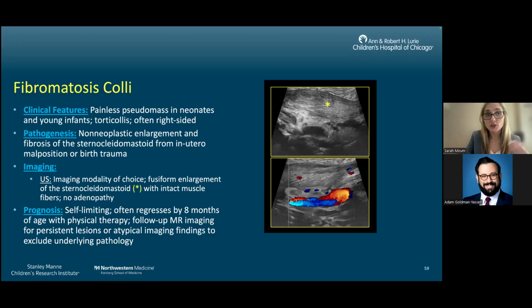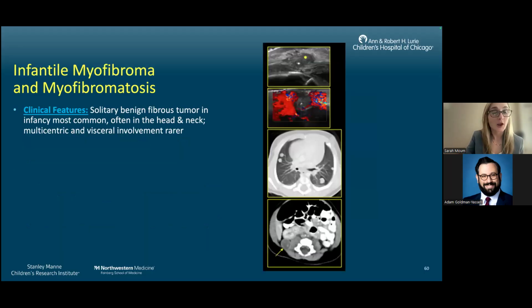If patients do have adenopathy or if the mass persists despite physical therapy, those patients can go on to get an MRI for further characterization of the lesion. But truly, this should be self-limiting, often regresses by 8 months of age with physical therapy and stretching. Okay. All right. So moving on to infantile myofibroma and myofibromatosis.